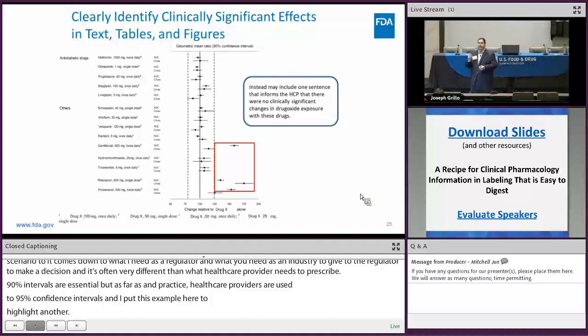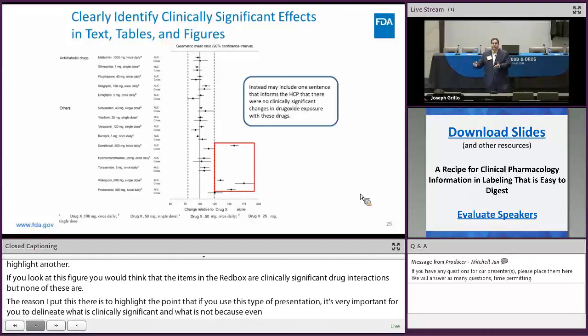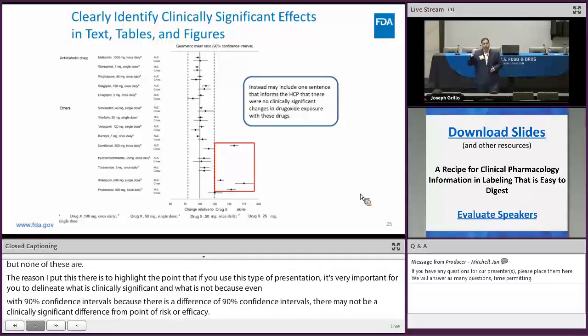type of presentation, it's very important for you to delineate what is clinically significant and what is not, because even with 90% confidence intervals, because there's a difference in 90% confidence intervals, there may not be a clinically significant difference from point of risk or efficacy and that kind of thing. So that's a very important thing to think about as well, is to make it clear to the healthcare provider when we're giving all these details, which of these details are clinically significant.